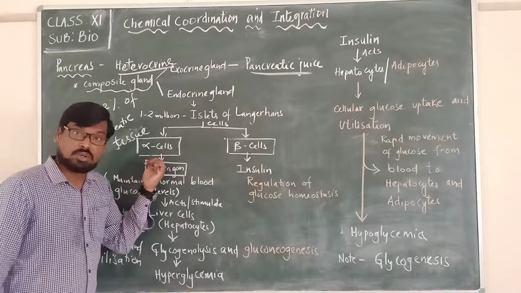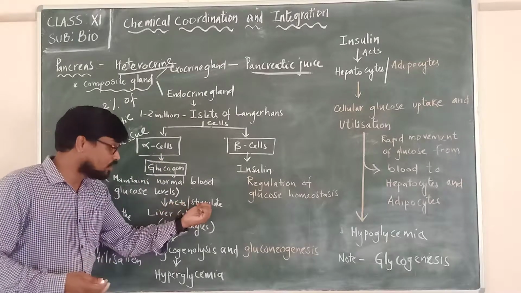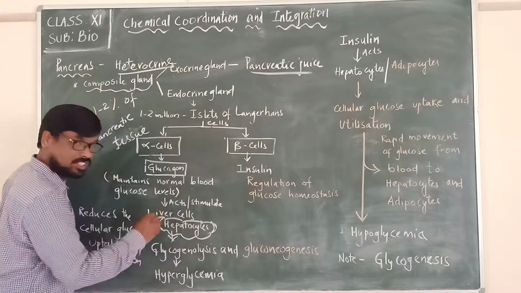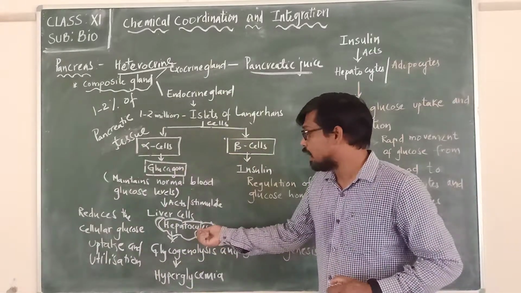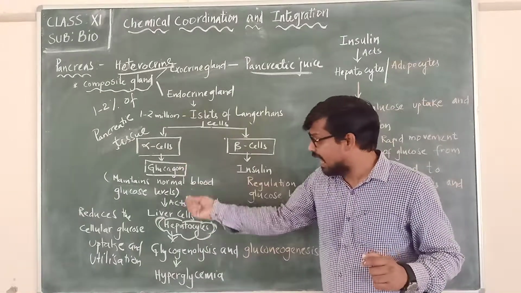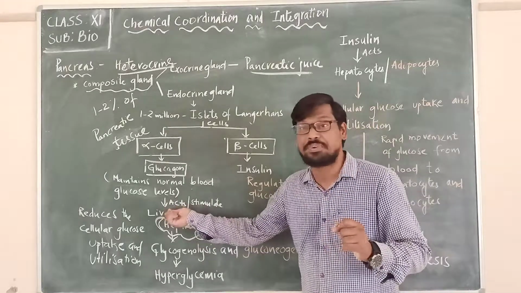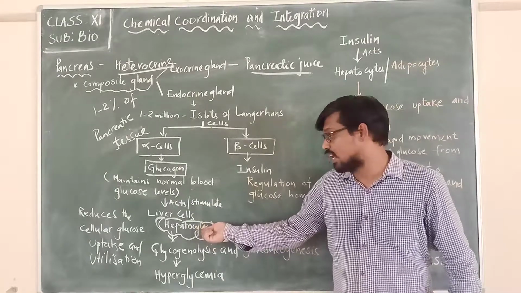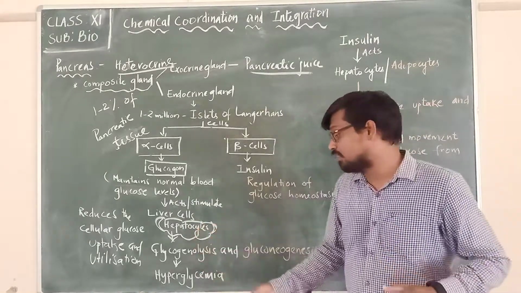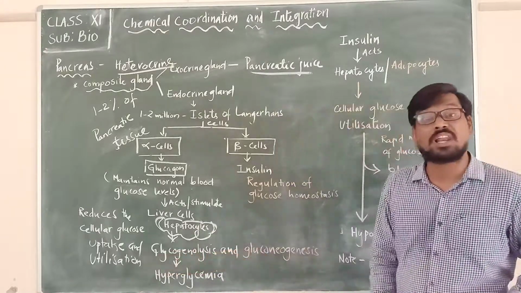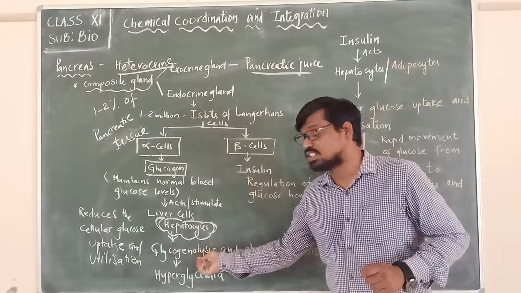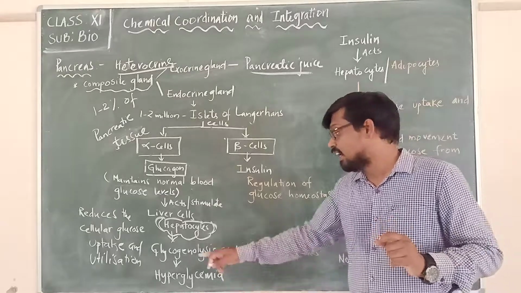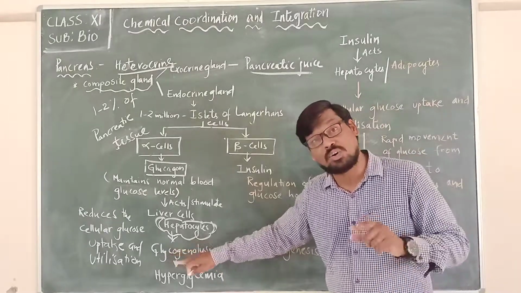Otherwise, glucagon stimulates the liver cells. The liver is made up of cells known as hepatocytes. So glucagon acts on the hepatocytes, so that they are involved in the process of glycogenolysis. Glycogenolysis means the breakdown of glycogen into glucose.